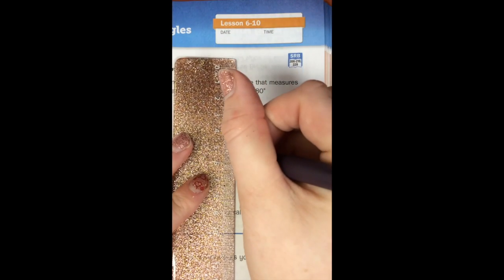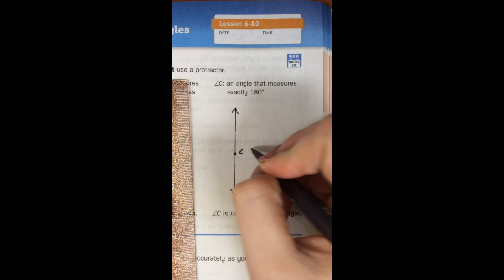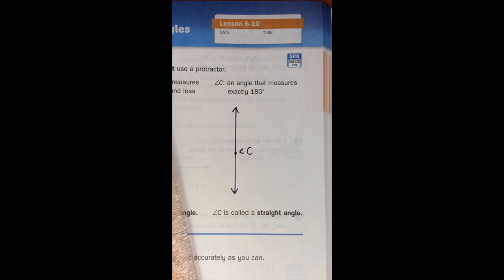Now I'm going to draw an angle that measures exactly 180 degrees. So I'm going to just draw my little point right here. And I'm just going to go up and down. Okay. Angle C is a straight angle. All right.